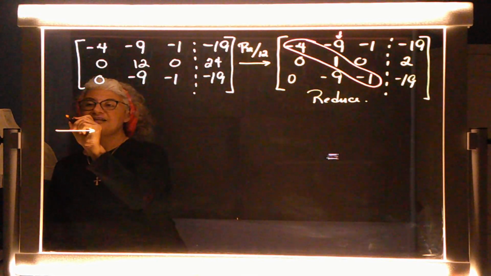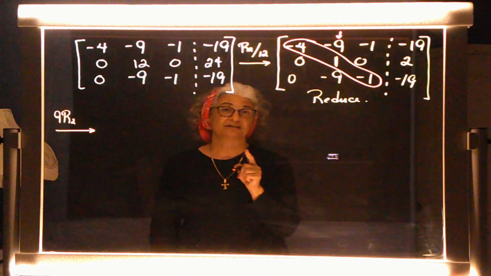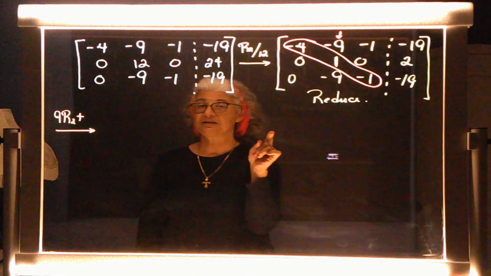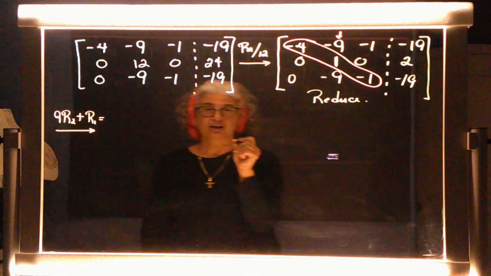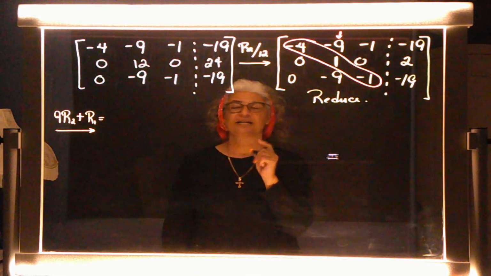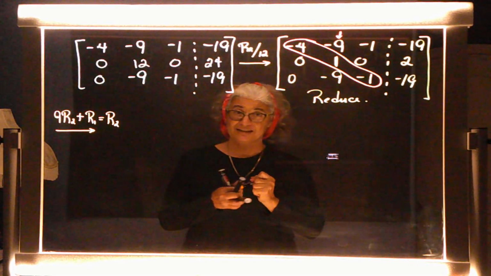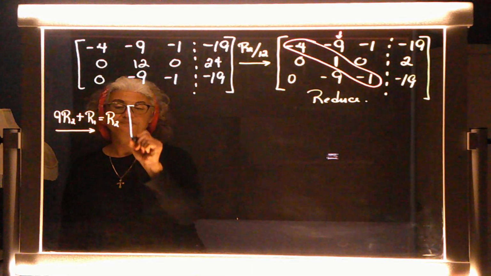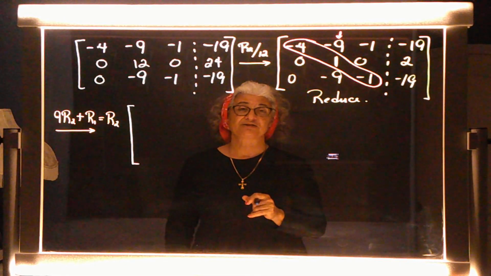Are you with me? So I'm going to take that second row and I'm going to multiply by a positive 9. And after I do that, I'm going to add it to the first row, and your result will go into which row? The first row, because that's where you're trying to get a 0. Got it? Okay, so I'm ready to write the first row. Is it going to change?